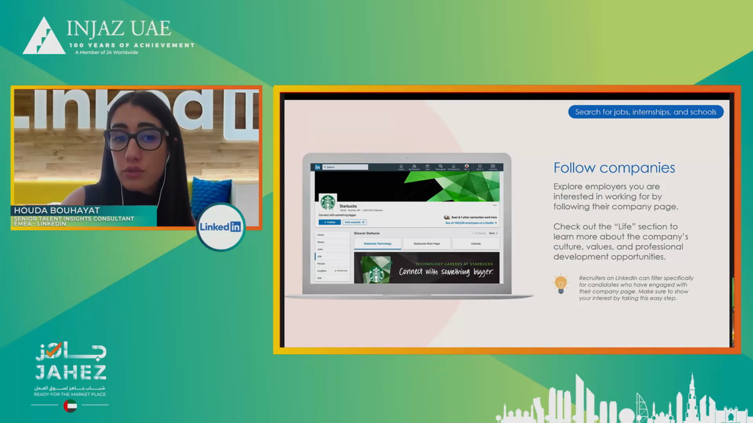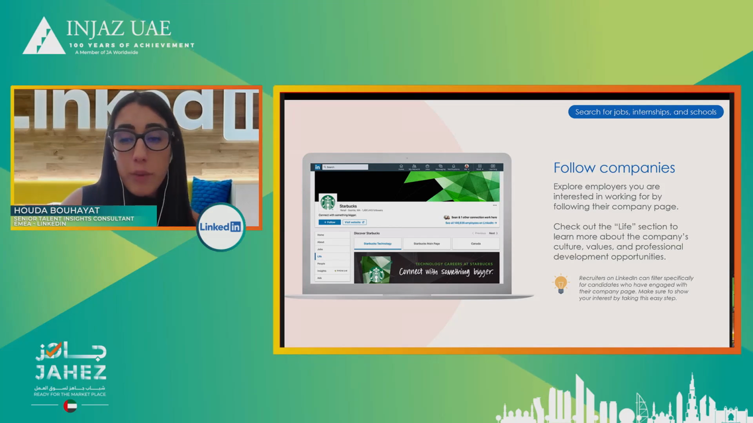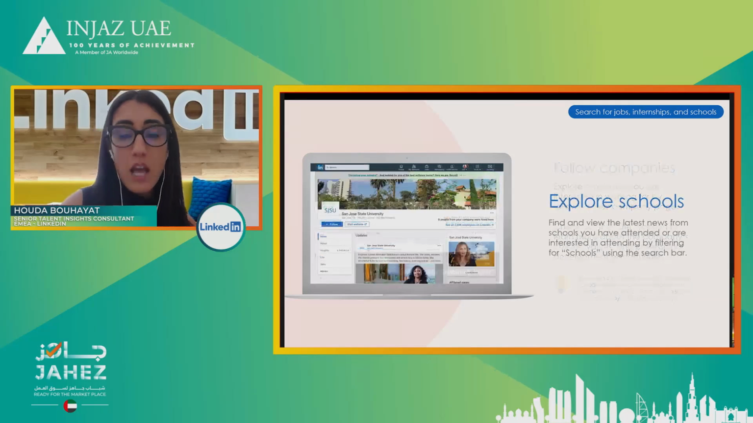Also, don't hesitate to follow companies to see what type of roles they are offering, to understand also their corporate culture and see if it's something that you would be interested in. Under each company page, you would see, for example, the life section, and that will give you more information about the culture, the values, but also the different professional development opportunities that a specific company is offering to their employees.